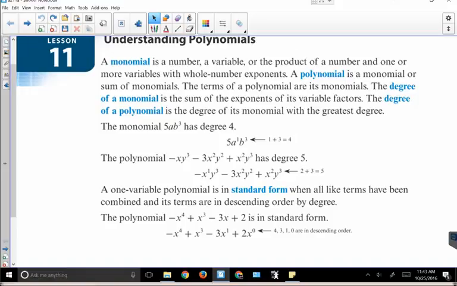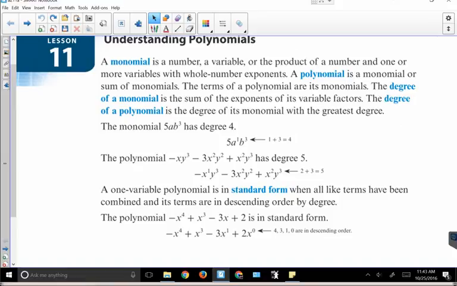One of the ways to identify a polynomial is that you've got a bunch of things that are being added or subtracted, that cannot be simplified. So if I look at this one down here, I've got this minus xy cubed minus 3x squared y squared plus x squared y cubed. This is a polynomial. Why? It's made up of poly, which means many, monomials.